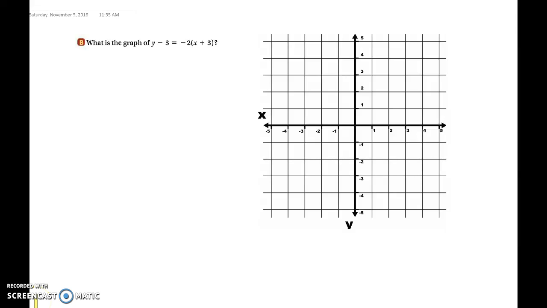Alright, so now we're asked to graph that y minus 3 is equal to negative 2 times x plus 3. So this is written in our point slope form, which we know is y minus y sub 1 is equal to m times x minus x sub 1.